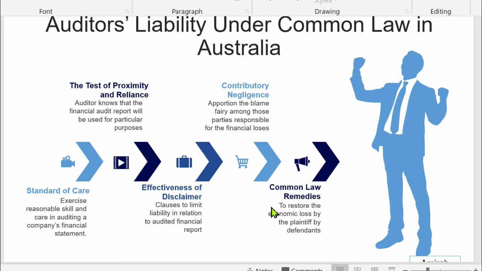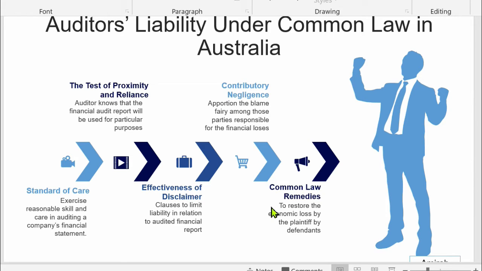Let's say the auditor is found guilty of negligence in the financial audit report. Because of the disclaimer stated in the financial audit report, this will limit the liability of the auditors in relation to third parties.